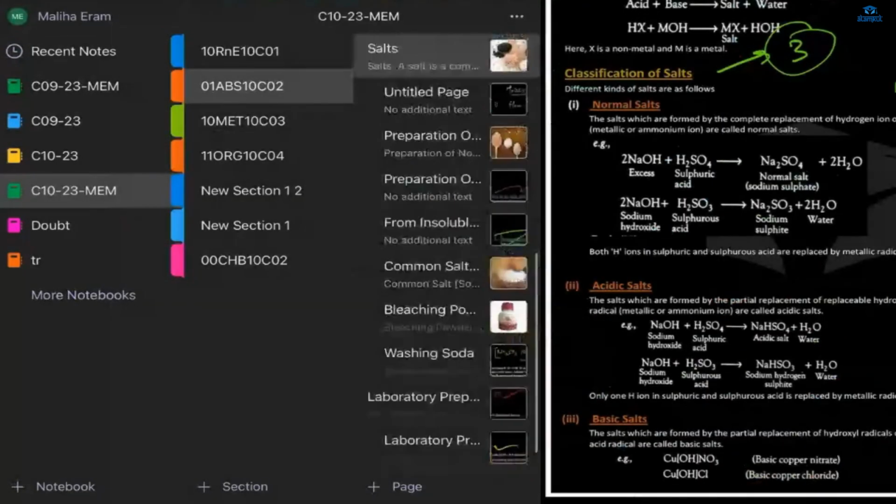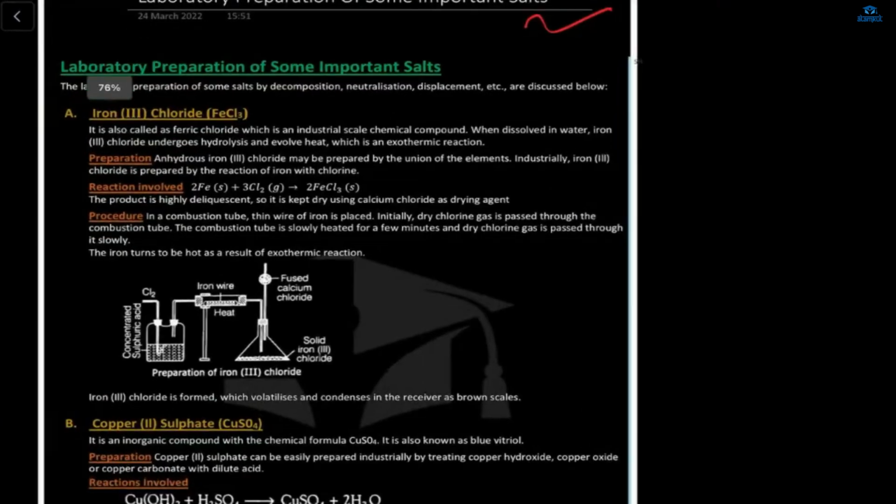Today we will learn about the laboratory preparation of some important salts.